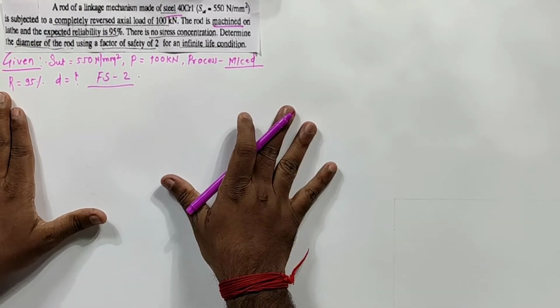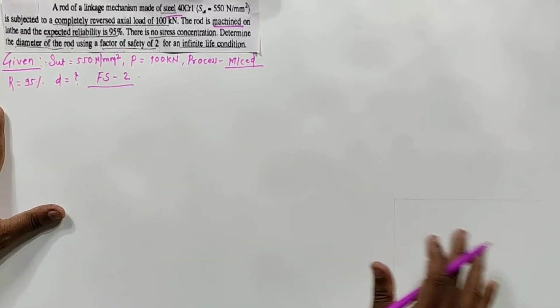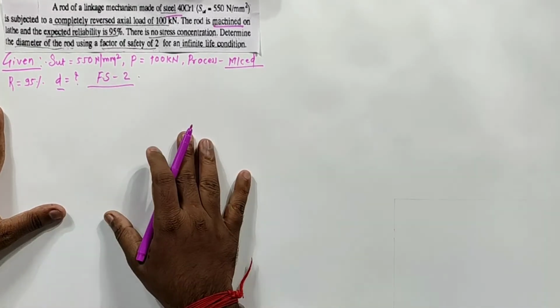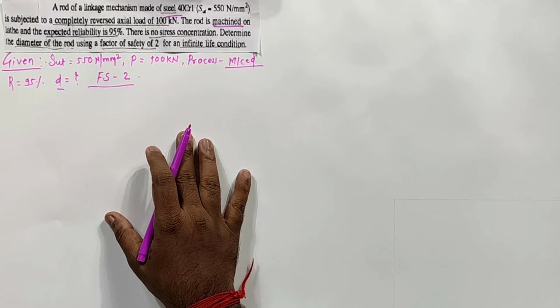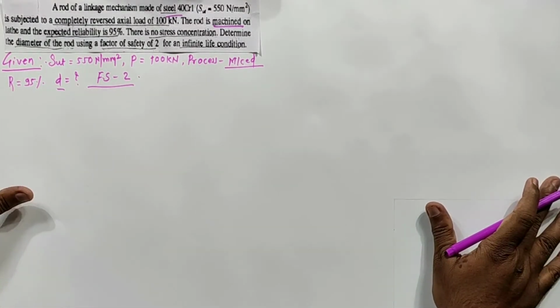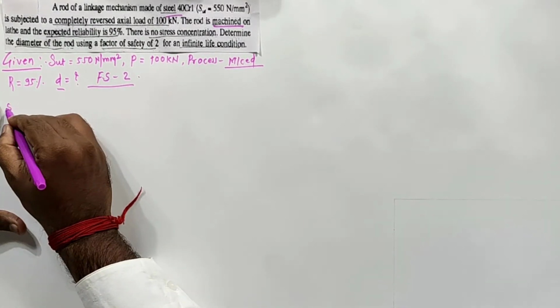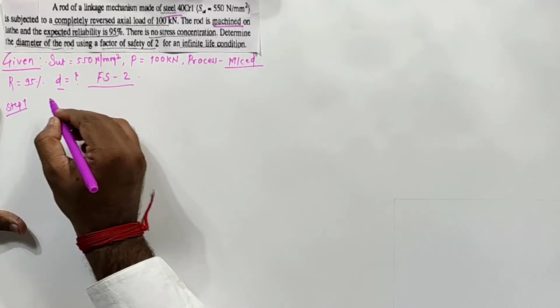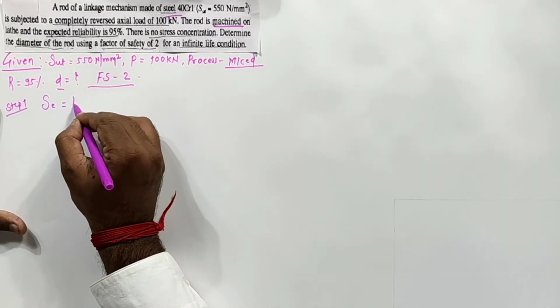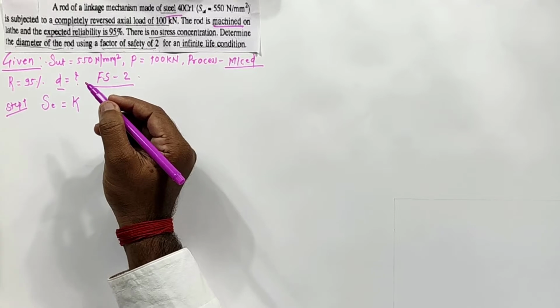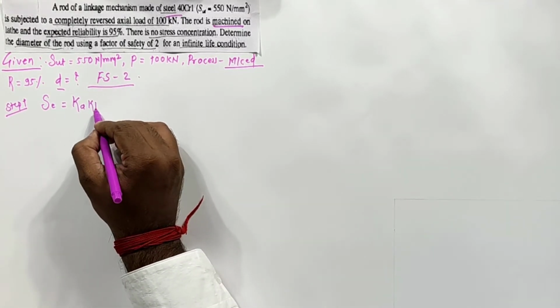So this was the problem they have given. We'll solve it. The ultimate aim is to find out the diameter. They have not mentioned any structure, so we'll move one by one as per the steps. As we know, step number 1: Se is equal to Ka, Kb, Kc, Kd into Se dash.